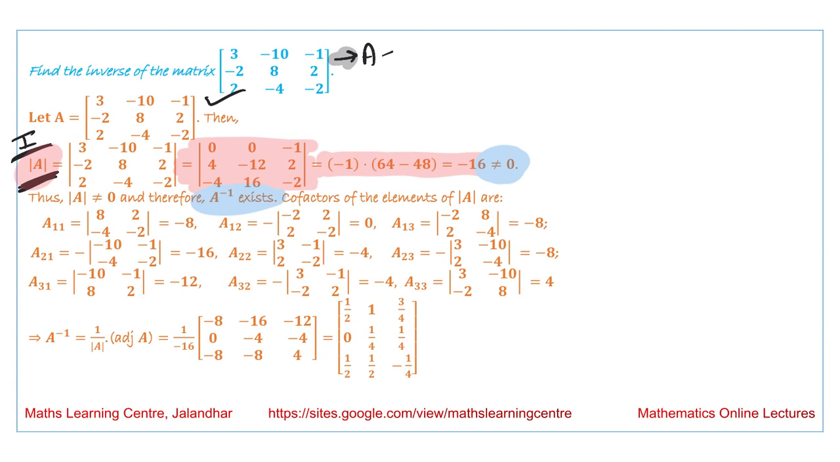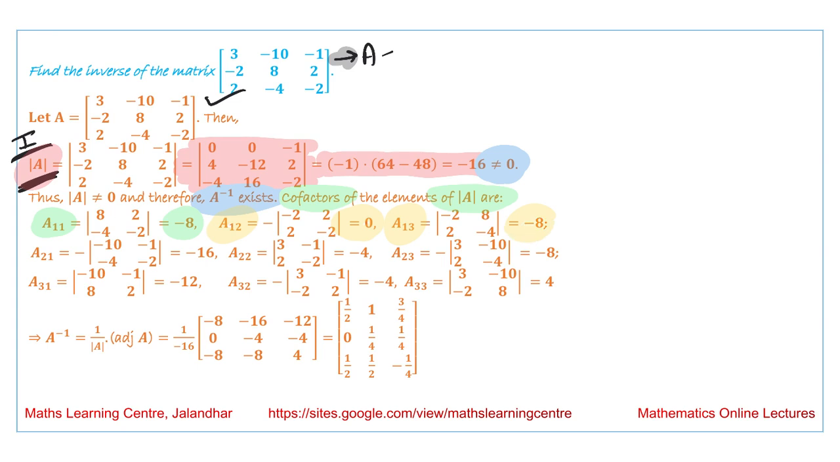And to find the inverse, next step we have to do is, we have to write the cofactors of elements of determinant of A. So this is how we are calculating the cofactors corresponding to this first term. We have the value minus 8, and similarly we can calculate the values corresponding to the second term. We have the value 0. Corresponding to this third term, it is minus 8.